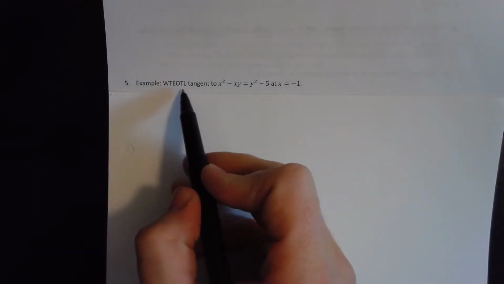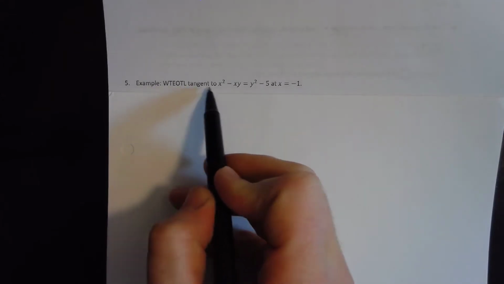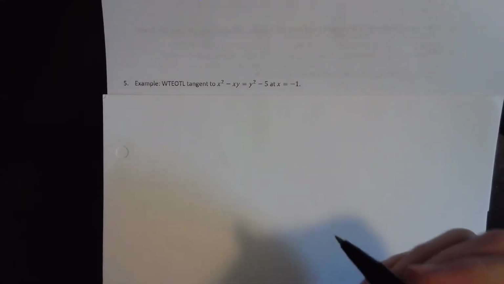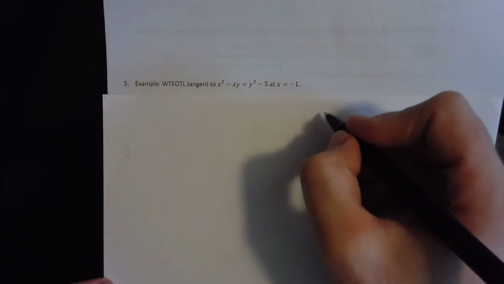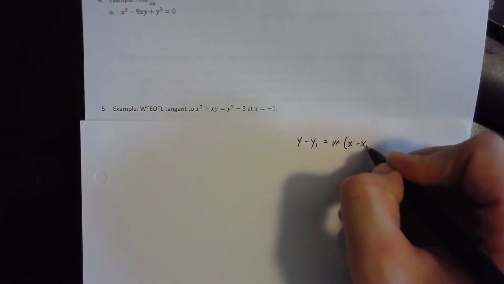In this video we will be reviewing implicit differentiation as well as how to find the equation of a tangent line. Again, this is what this stands for: write the equation of the line tangent to this function at x equals -1. Now, to do this, the first thing we're going to have to identify is that we are looking for y minus y1 equals m times x minus x1.